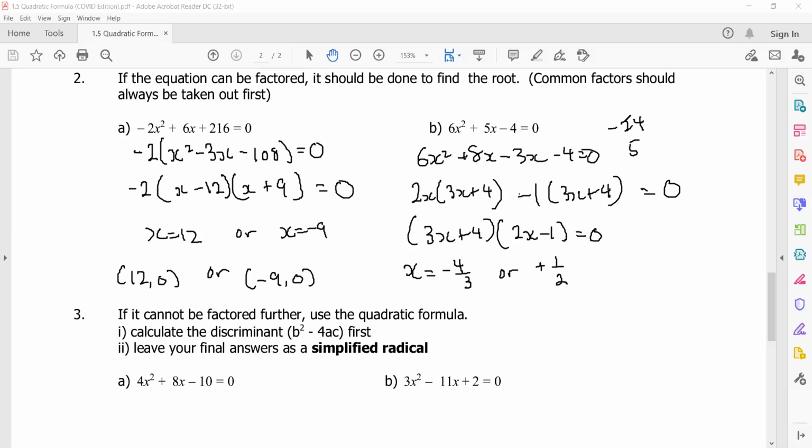My answer key for this one is not correct. I did it right here and I did it wrong. That's crazy. Okay. All right.